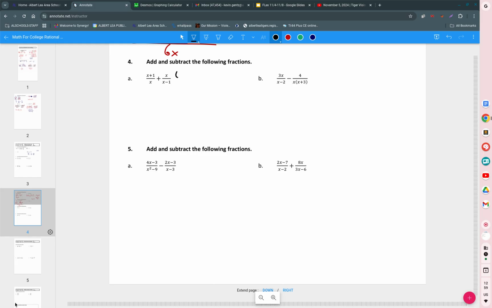So here we're going to multiply top and bottom by x. And here we're going to multiply top and bottom by an x minus 1. So my new denominator is x times x minus 1. The numerator is x minus 1 times x plus 1 plus x times x, which is x squared.